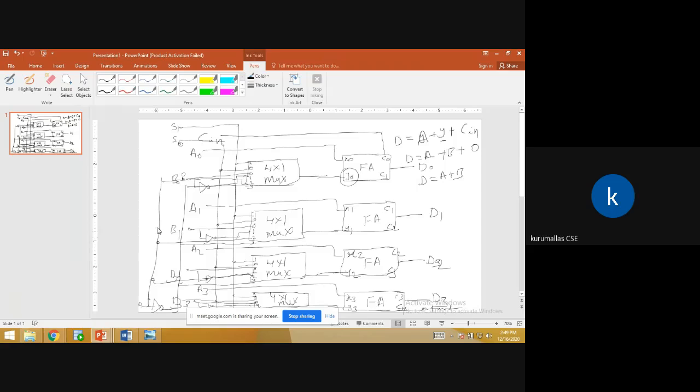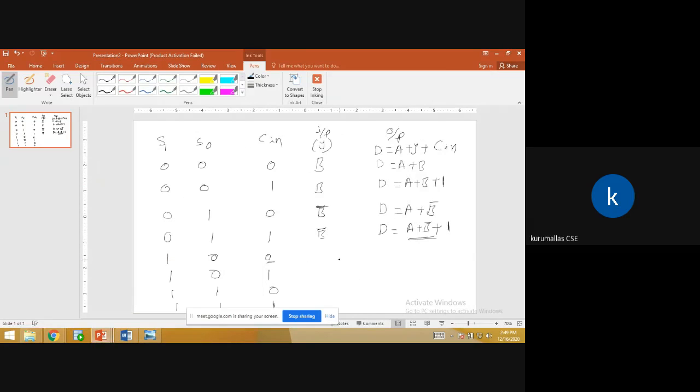What we are passing here, see, 0. We are passing 0, so the 0 input is taken from the logic gate by the multiplexer, and it sends to the full adder, right? So here input Y is 0, C in is 0, so D equal to A plus 0 plus 0, so D equal to A.